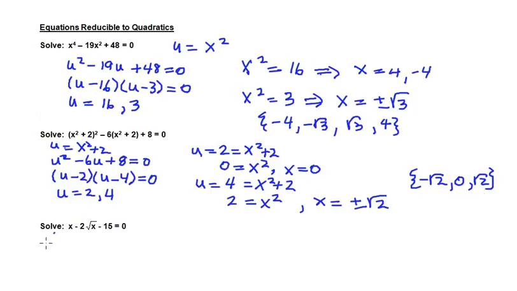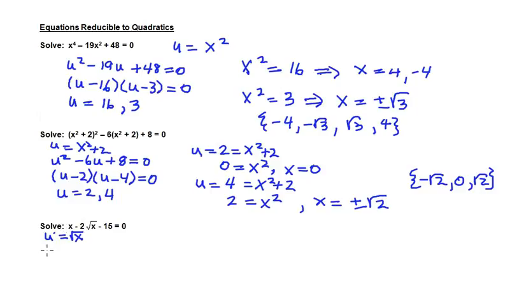Let's move on to another example. And this time our equation, x minus 2 square root of x minus 15 equals 0, appears to be a first degree equation. However, it's got this radical term in the middle. And this time we are going to think of x as being the square of the variable part here, this root x. So we will let u equal square root of x, and we can rewrite the equation.